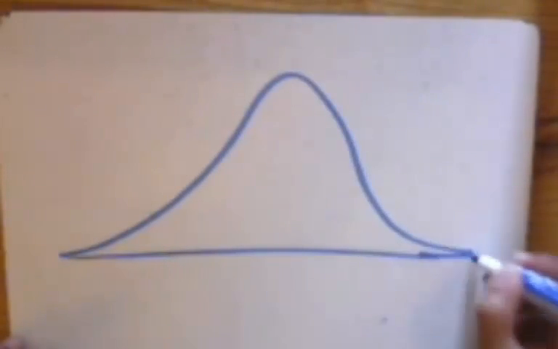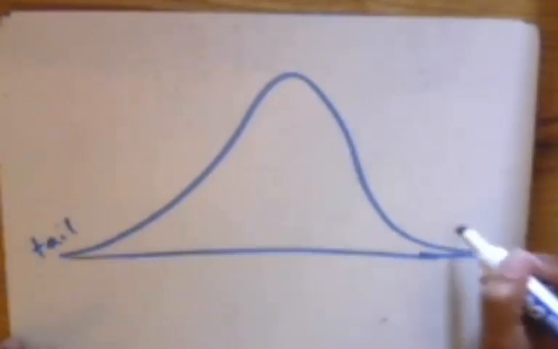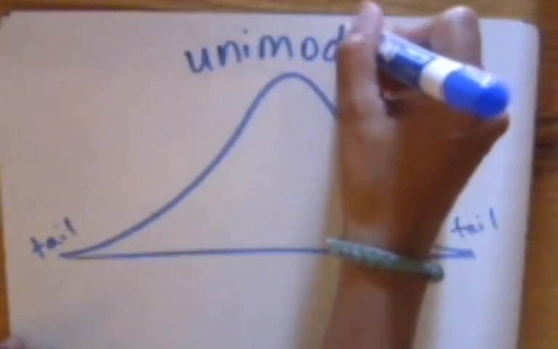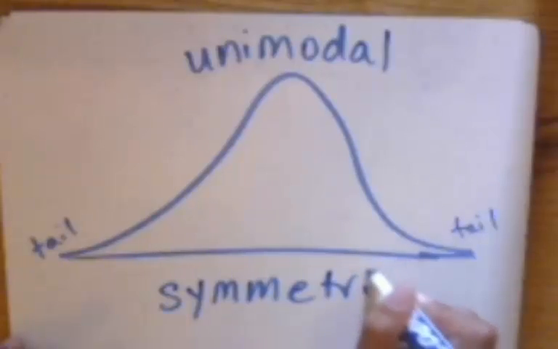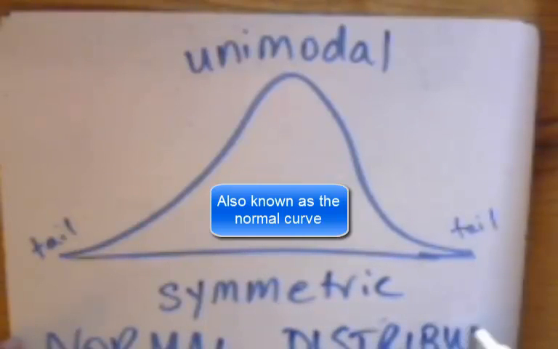Probably the most important distribution that you'll see is a distribution that looks something like this. It has two tails, it's unimodal, and symmetric. And when you see a distribution that looks like this, this is what we call the normal distribution.